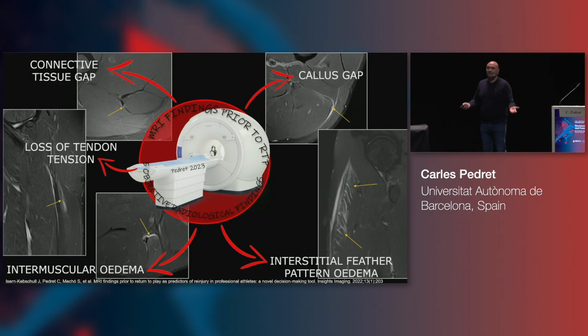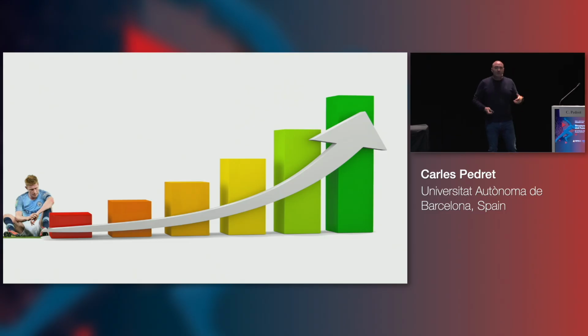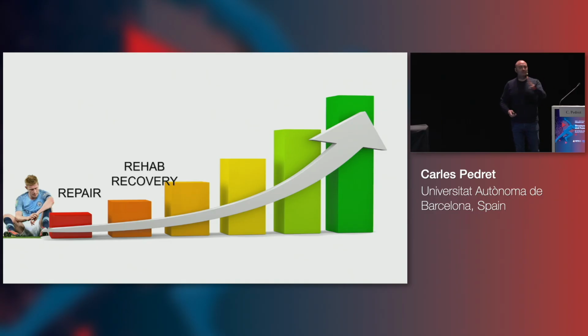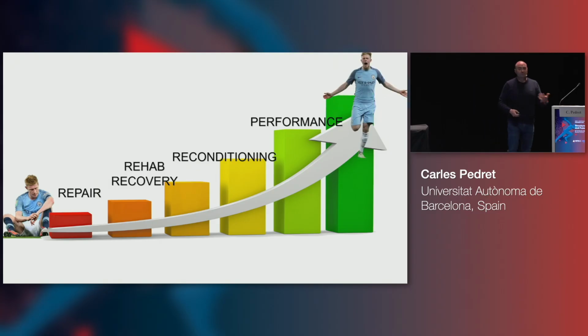There's a callus gap, it's normal, connective tissue gap, loss of tension, feather pattern edema, or intermuscular edema, as we spoke. Okay, so our main goal when we have an injury is to put the player again into the return to play, and we need different stages. So repair, rehab, recovery, reconditioning the player, performance, and finally the complete return to play.